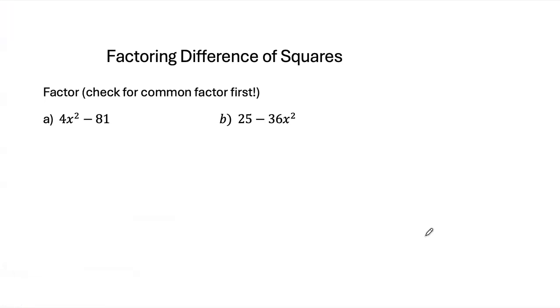Here I'm going to do some examples of factoring difference of squares. First, a difference means that there will be a minus between your two terms. If there is a plus in between, that would be called a sum of squares, which we can't factor. Next, what exactly is a square?